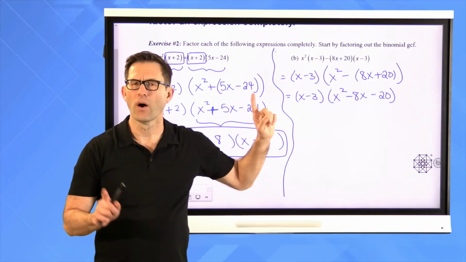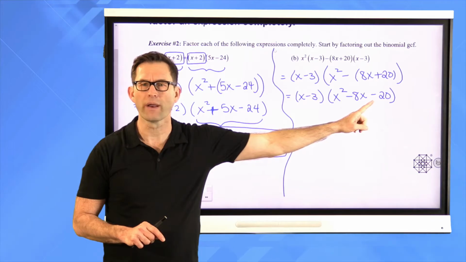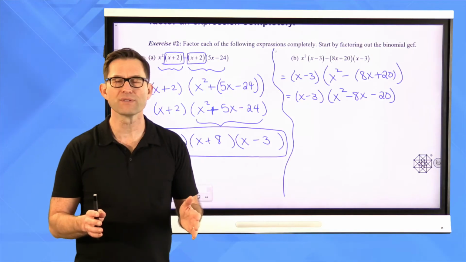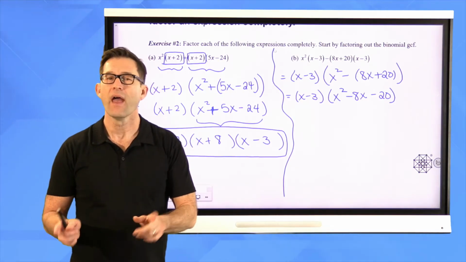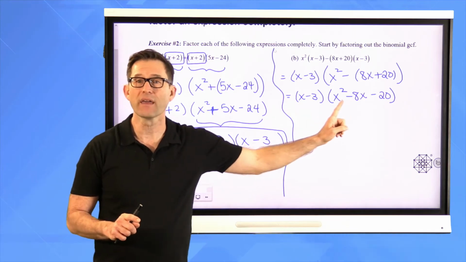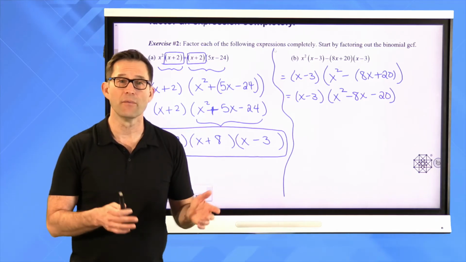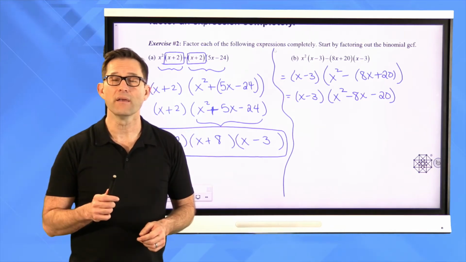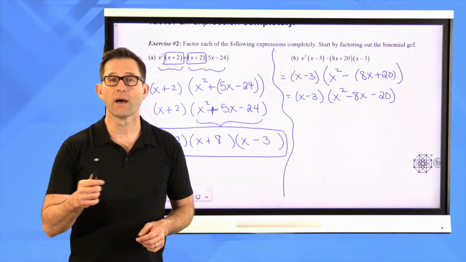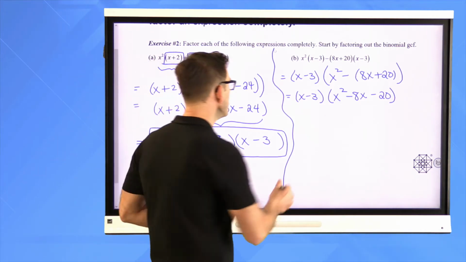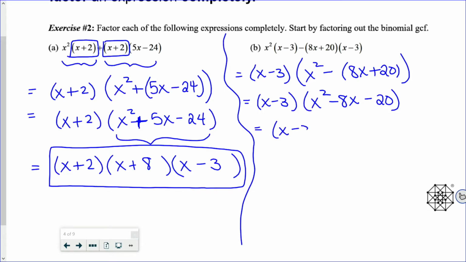I'm thinking to myself, okay, I've got two numbers that have a product of negative 20 and a sum of negative 8. Just like before, because the product is negative, one number's got to be positive, one number's got to be negative, and the larger of the two numbers has to be negative because their sum is negative 8. So what two numbers have a product of negative 20 and a sum of negative 8? Well, those would be negative 10 and positive 2, right? Negative 10 times positive 2 is negative 20, and negative 10 plus 2 is negative 8. So we'll have x minus 3 times x minus 10 times x plus 2.